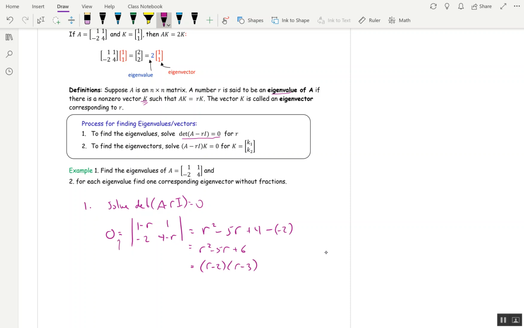So notice I have a 0 equals there. That's an equation. So the solutions to that equation are 2 and 3. Those are our eigenvalues.